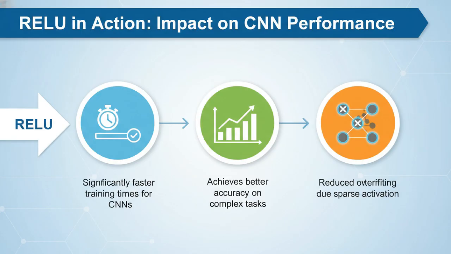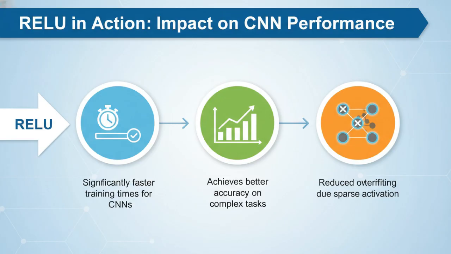The widespread adoption of ReLU and its variants has had a transformative impact on convolutional neural network performance. Its ability to accelerate training is unparalleled, often allowing networks to converge significantly faster than with traditional activation functions. This speedup directly translates to quicker experimentation and deployment cycles.